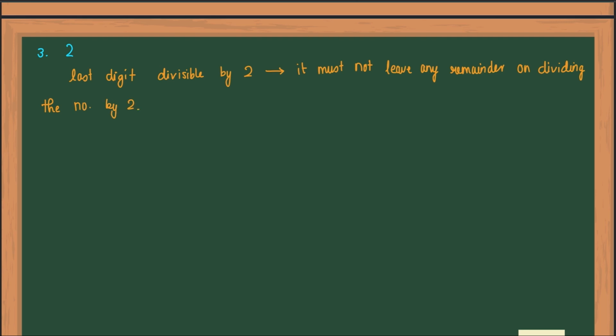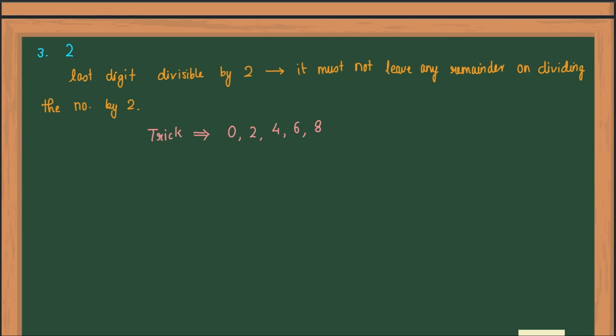Okay. Now one of the simplest tricks is that if you see these numbers as the last digit, you are very much confirmed that this particular number will be divisible by 2. So those numbers are 0, 2, 4, 6, and 8. If you encounter any such digit as the last digit of any number, you are very much sure that that number is divisible by 2.